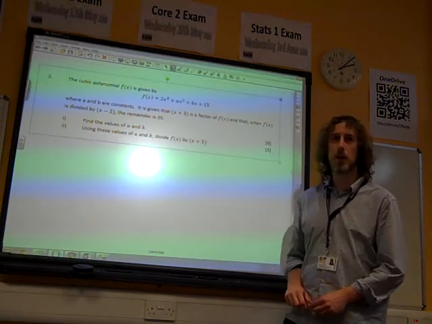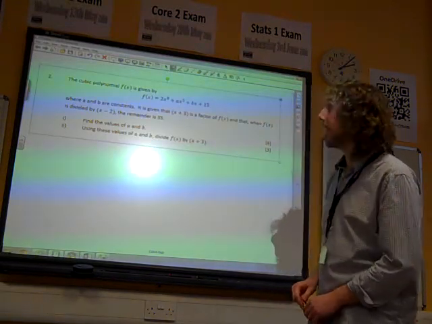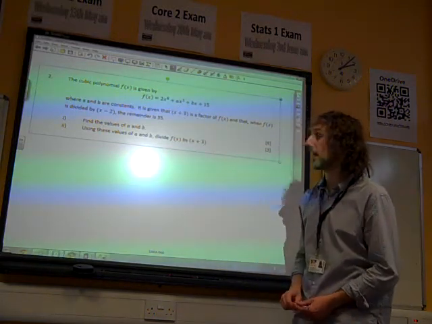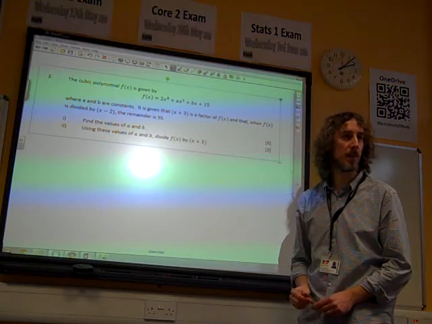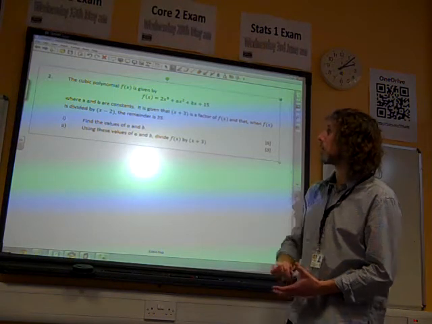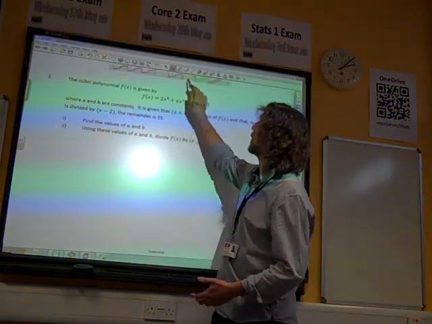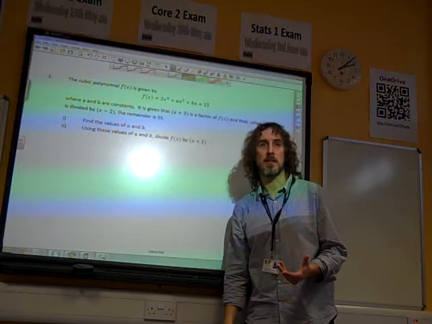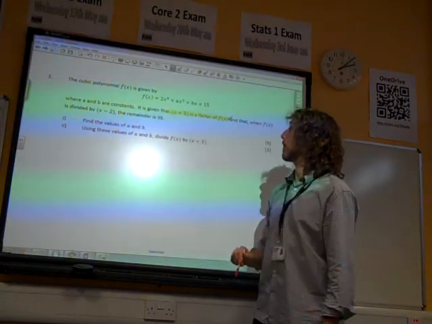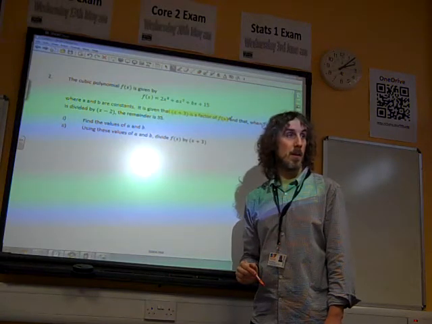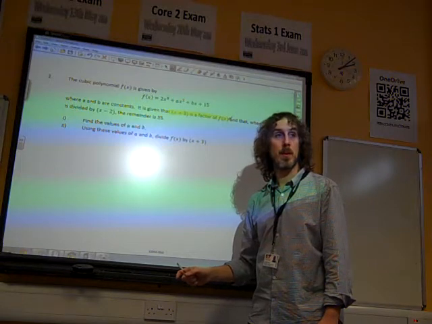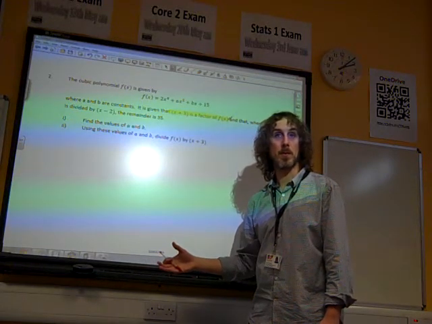Question 2. The cubic polynomial f of x is given by f of x equals 2x cubed plus ax squared plus bx plus 15, where a and b are constants. Remember, we did an example similar to this on Friday. It's given that x plus 3 is a factor. This is all about interpreting the question, isn't it? So the bit in yellow here, x plus 3 is a factor of f of x. What does that tell us about what's going on? How do we turn that into a mathematical equation?